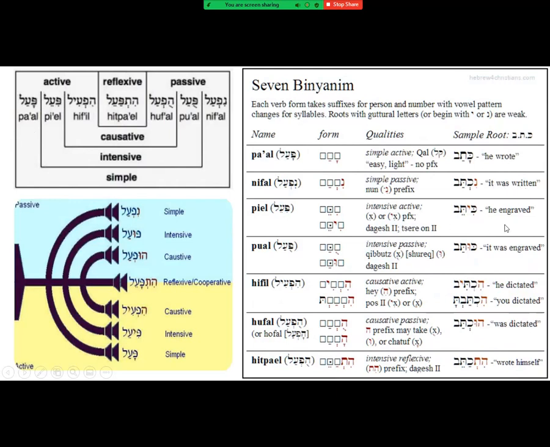Piel, he engraved it. He carved his name into the tree. He chiseled his name, the picture into the stone or whatever. This is that very active form of piel, as opposed to, well, somebody engraved it. It was engraved, it was written, it was carved, it was chiseled. Hifil, he dictated, he caused someone to write it, or you dictated and caused someone to write something down. Versus hufal or hofal, it was dictated. And hitpael is he wrote himself, he wrote about himself, whatever.